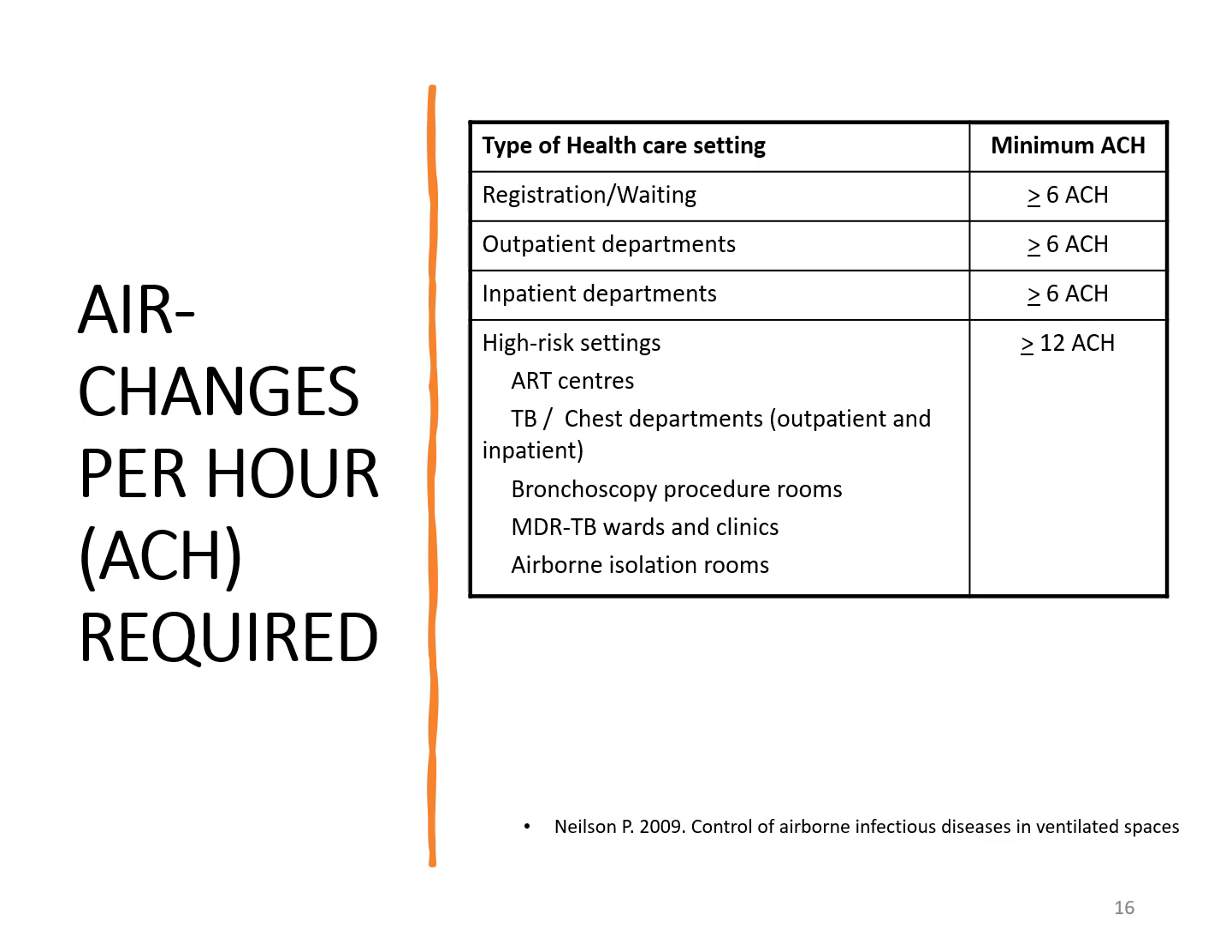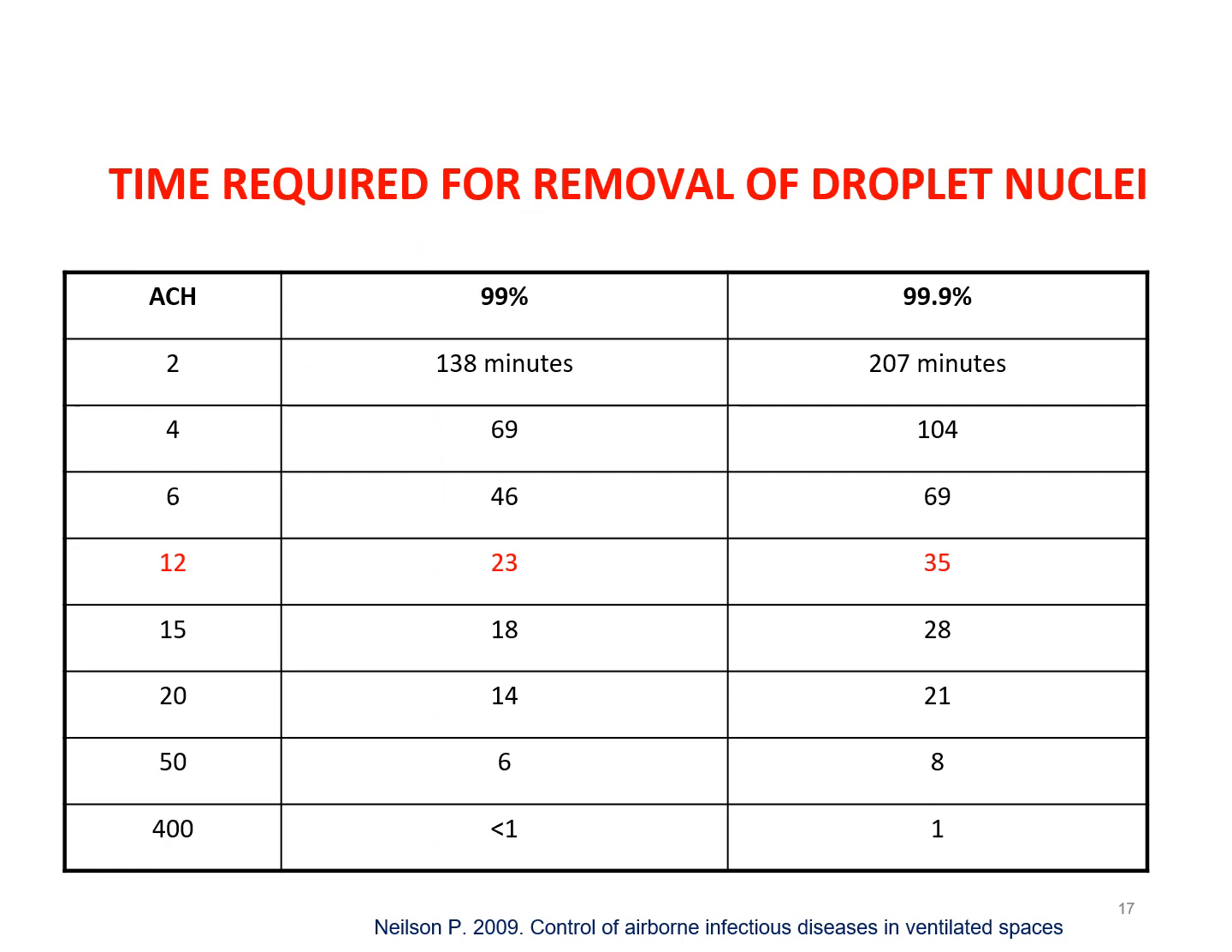Based on the type of healthcare setting, the registration room should have more than 6 air changes per hour. Inpatient department more than 6. But high risk settings should have more than 12 air changes per hour. That is like TB departments, tetanus and TB wards, and airborne infection isolation rooms should have more than 12 air changes per hour. When we have 12 air changes per hour, 99% of the air in the room gets replaced. The time required for the removal of the droplet nuclei is about 23 minutes for 12 air changes per hour, while it is 35 minutes to remove 99.9% of the contaminated air.